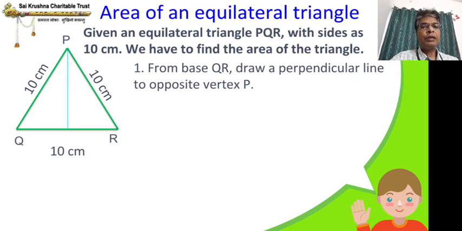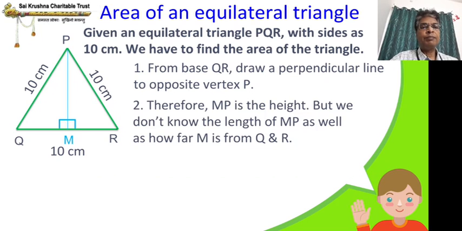So we are drawing a perpendicular line to the opposite vertex P. So this is 90 degrees on both sides and we'll name it as M. Therefore MP is the height. Now as I told in the last right angle triangle, a perpendicular line from the base to the opposite vertex is called height. But there the height was given because one of the legs is height, we can consider it as height. Here we don't know what is the length of PM as well as how far M is from Q and R, right?